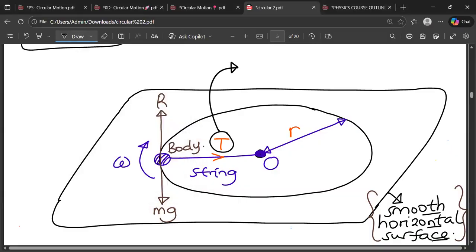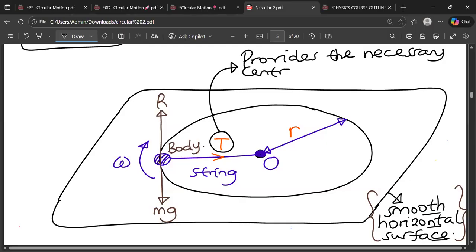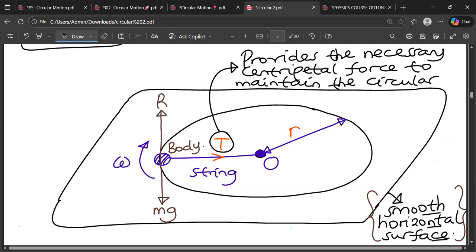So our T provides the necessary centripetal force to maintain the circular motion.